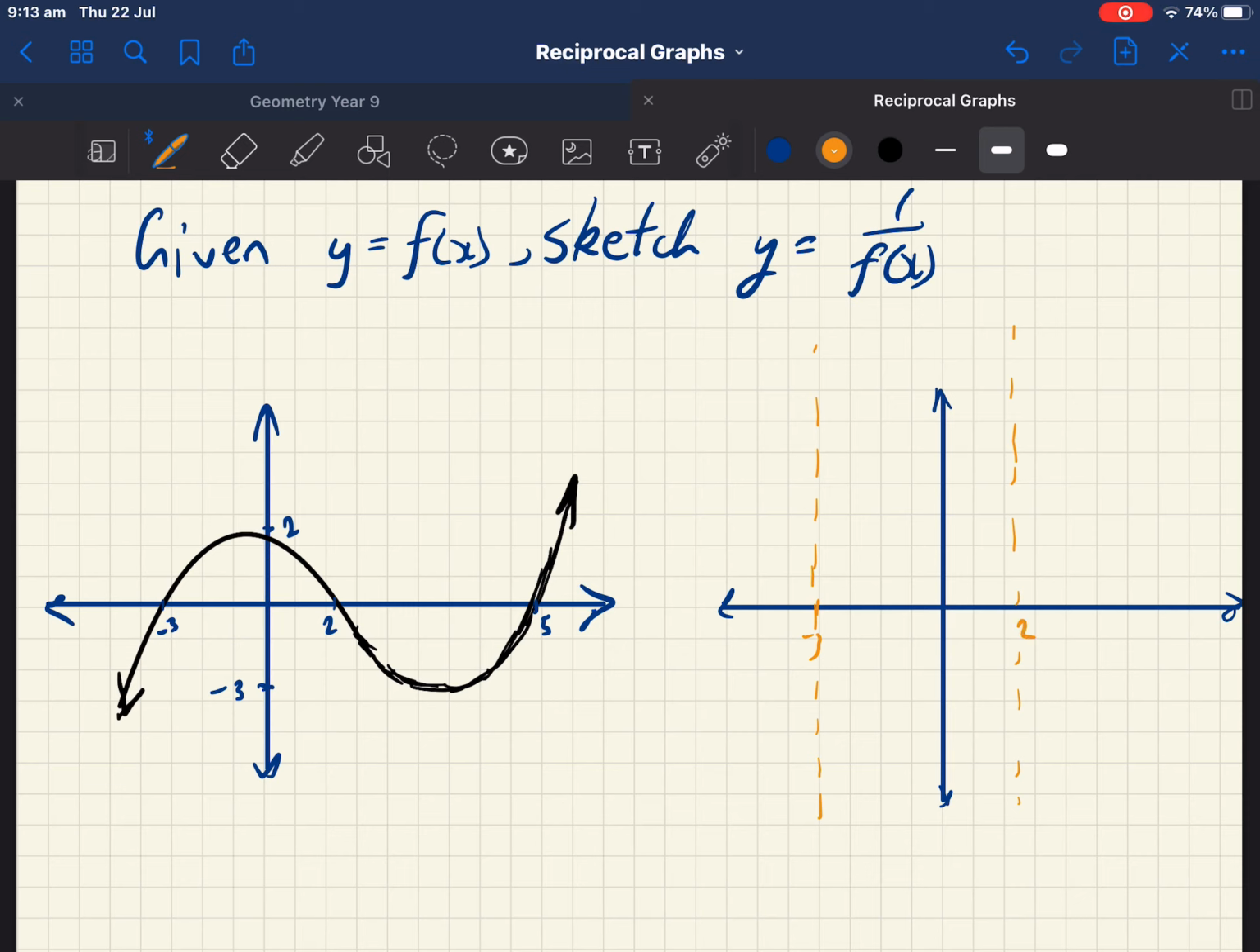So first things first, starting with vertical asymptotes, we have 3 of them here. So we actually end up with 4 different regions to this reciprocal graph. The first region, here we can see the graph is heading down to negative infinity.